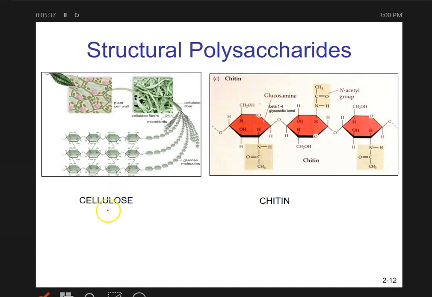There are two types of structural polysaccharides, cellulose and chitin. Cellulose forms the cell wall of plants and gives them support, because obviously plants do not have a backbone like us. And chitin is typically seen in insects or also in fungi, forming the cell wall. Again, the glucose is joined, but the way the glucose is joined is different for chitin or cellulose or starch or glycogen.